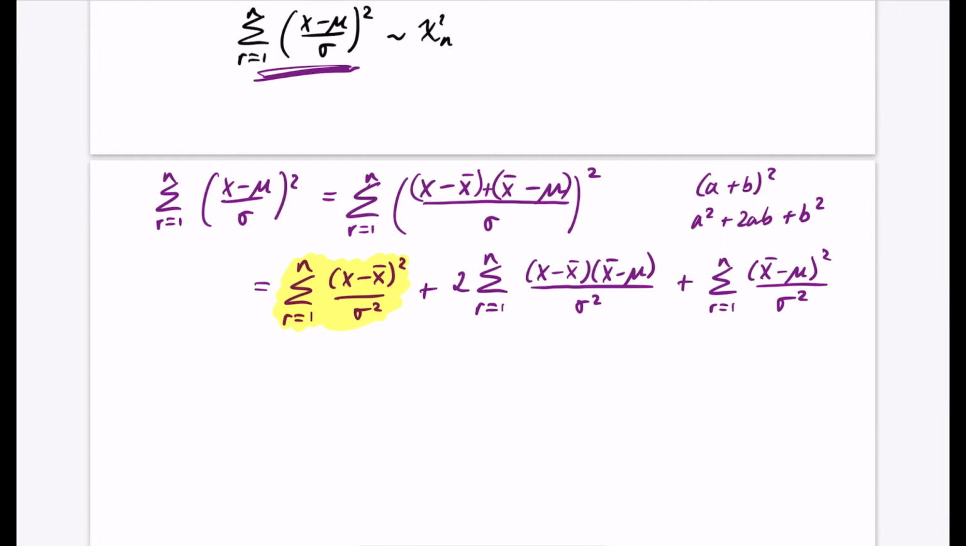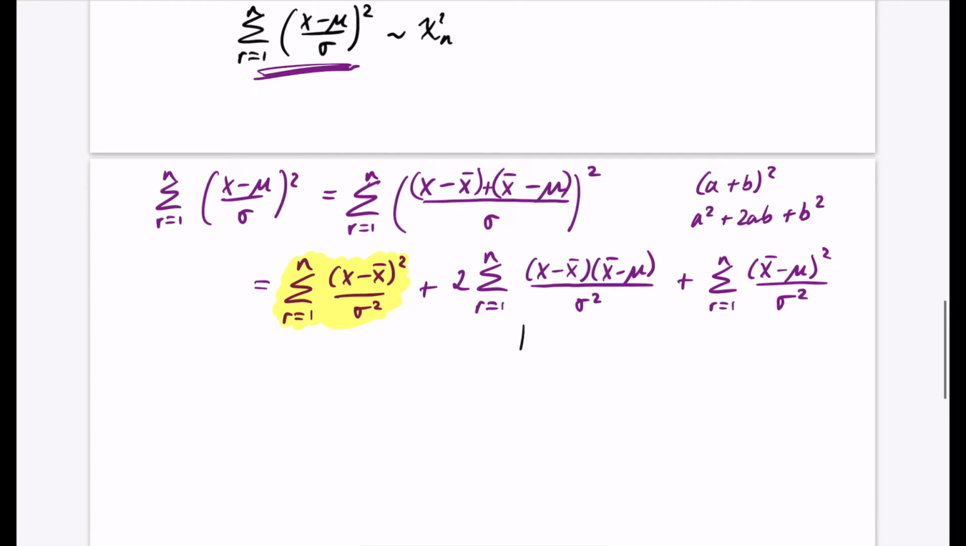So let's see, which one do I want to deal with? I'm going to deal with this one in the middle, okay? I'm actually going to take out of this part, this is a constant and this is a constant. So for this one in the middle, I'm going to take out the 2, because obviously this is going to be a constant value that we've got here. X bar is just the sample mean and this is the population mean. So I'm going to have two lots of x bar minus mu over sigma squared, the sum from r equals 1 to n of x minus x bar.